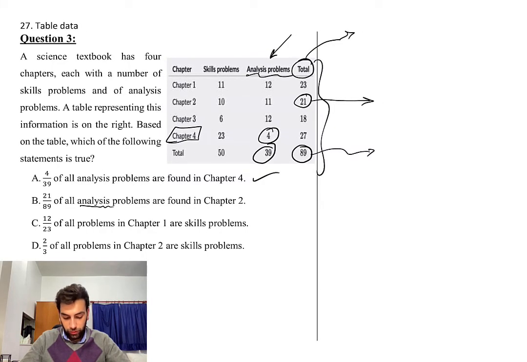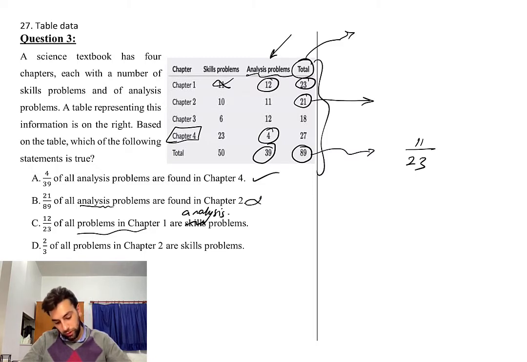12 over 23 of all problems in chapter 1 are skills problems. So 12 over 23 of all problems in chapter 1 are skills problems, which is wrong. This should be 11 over 23 and not 12 over 23. Or you should replace, instead of skills, probably analysis. Then it would be okay. Choice number D now, so number B and C are wrong.